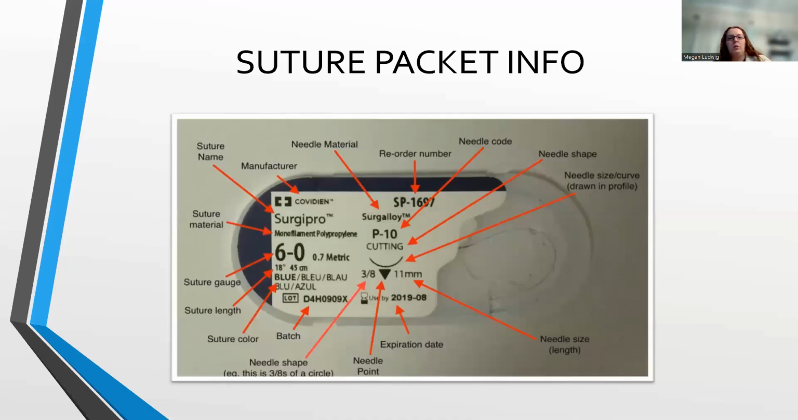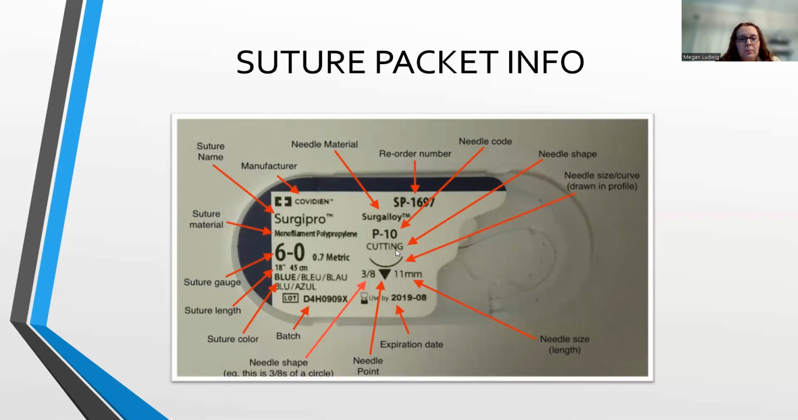Okay, so here's back at our other suture packet. Like I said at the beginning, you might have more than one manufacturer in your facility. Covidien was one. That chart that I showed you was Ethicon. So Surgipro is polypropylene for Covidien. You had Prolene for Ethicon. Same thing, polypropylene. So you do need to memorize that. I wouldn't focus too much on the reorder number unless that's part of your job. Your needle code, like I showed you before, P10, the needle shape is cutting needle.